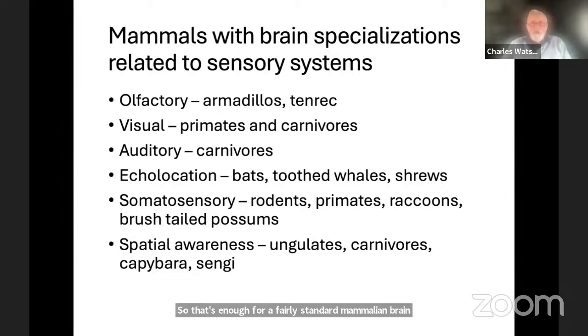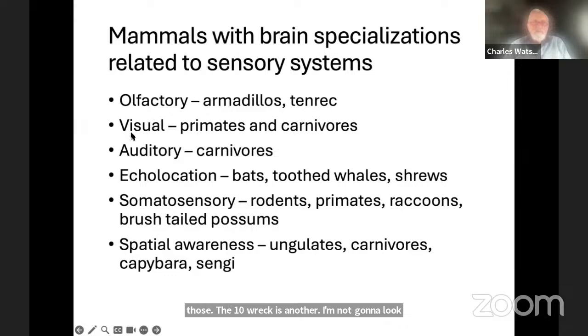What I want to show you is some features of some different mammalian brains, ones that have specializations that are related to their sensory systems, because they're most obviously seen in these sort of sections. And these are the kinds of specializations that we can look for. Some animals have very big olfactory systems. The armadillos are one. I'm going to show you one of those. The tenrec is another. We're not going to look at that tonight.